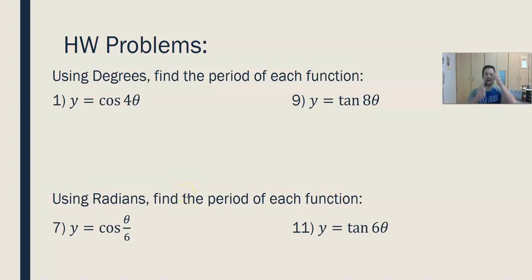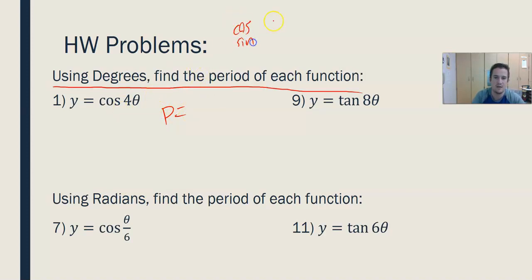Okay. So now that we can kind of visualize that a little bit, let's look at some sample problems. First, I'm going to start right off the bat with some problems from your homework assignment. Part of the homework assignment just has you finding what the period is. Not graphing or doing anything, just finding what the period is. So here it says, using degrees, find the period of each function. Remember, for cosine and sine, period is equal to 360 over b, or 2 pi over b. For tangent, the period is 180 over b, or pi over b.